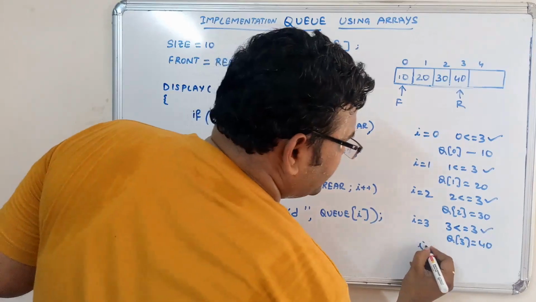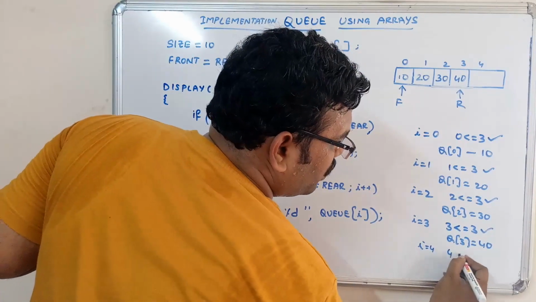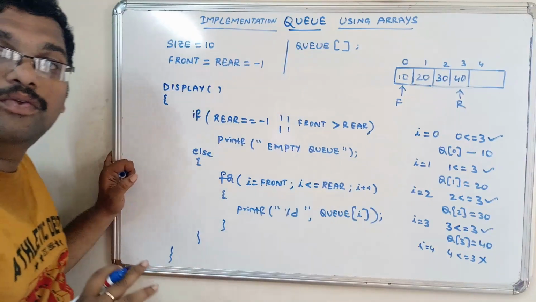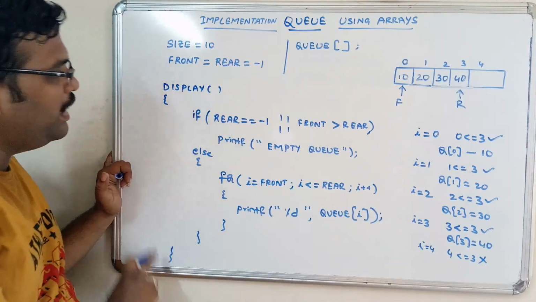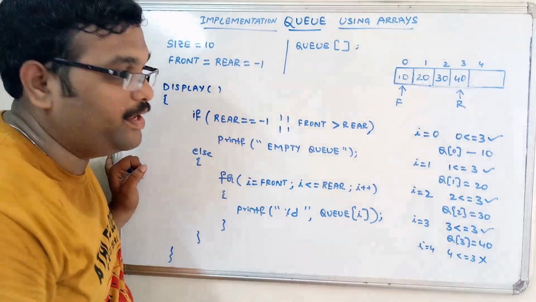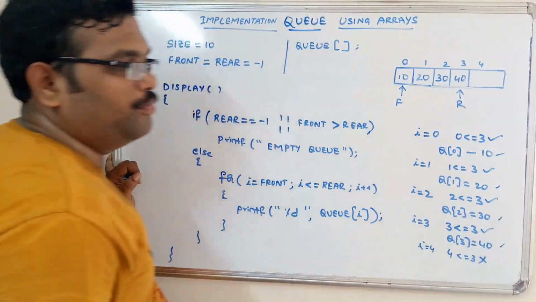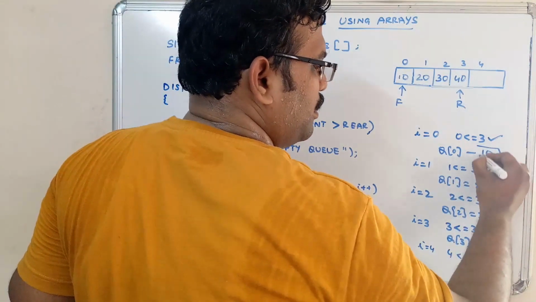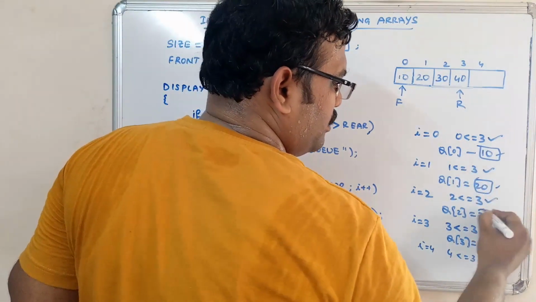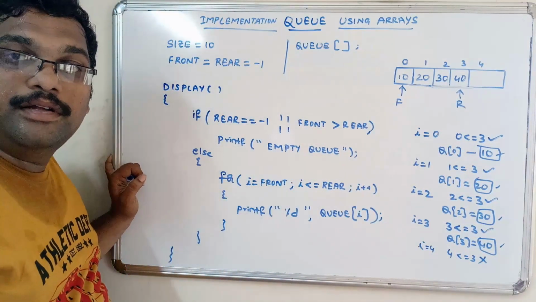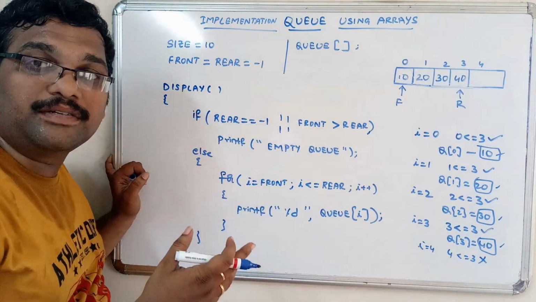Right? So i is equal to 4. So 4 less than or equal to 3 fails. So it comes out from the loop and the display function will be stopped here. So these are the elements which are present in the queue. So 10, 20, 30 and 40 which are here. So hope you understood this one, display function.